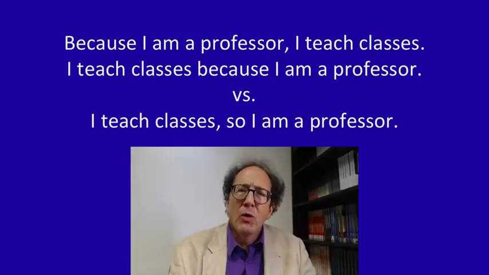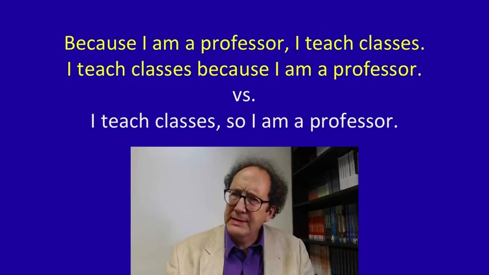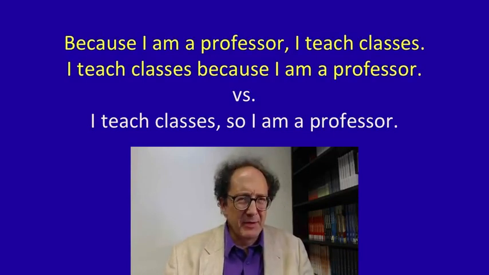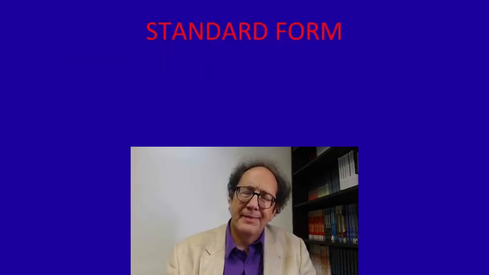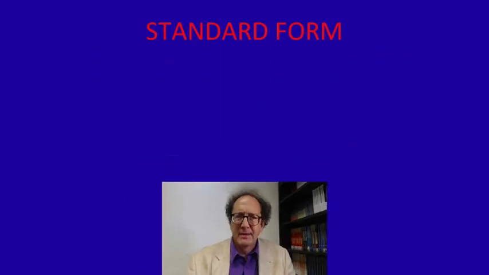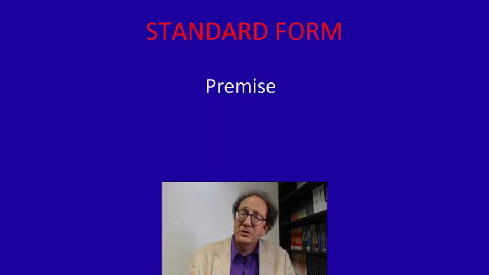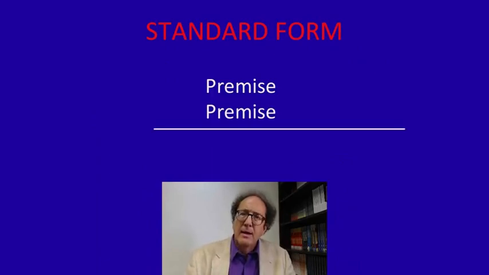In order to show what is shared by the first two examples but is different from the third example, we put the arguments in what's called standard form. And it's really easy. Basically, you put the premise down, and if there's another premise, you put that down. Then you draw a line. Then you put what I call a dot pyramid. It's basically three little dots with two at the bottom and one at the top. And then you put the conclusion after that.